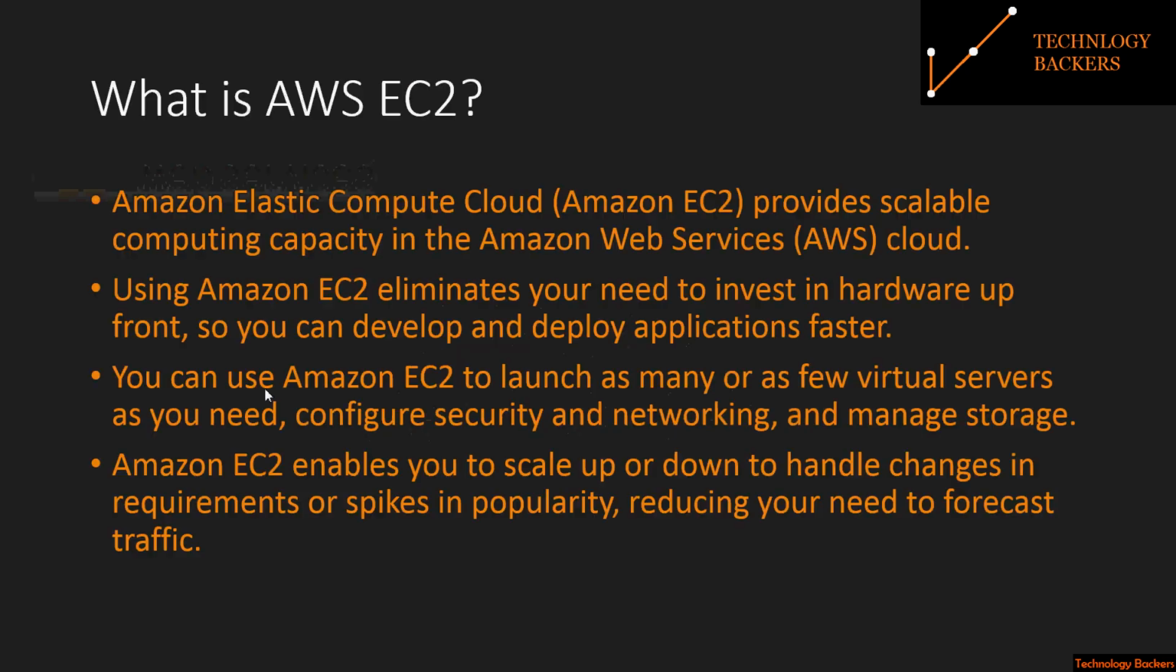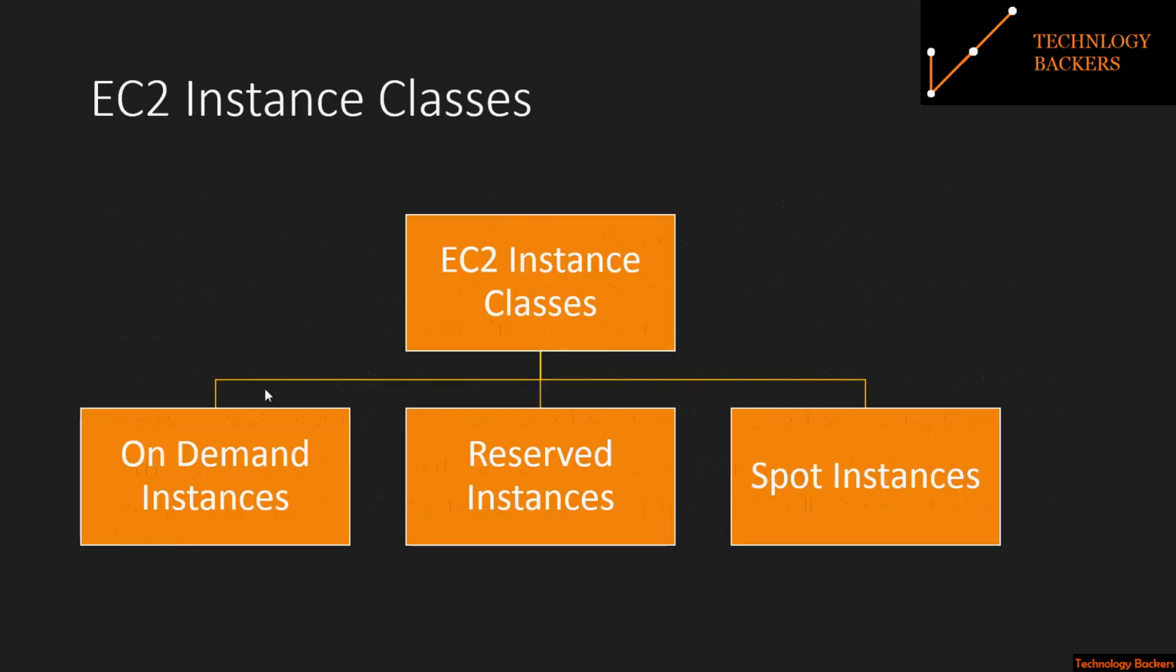Okay, so let's start. So what is AWS EC2? Amazon Elastic Compute Cloud provides scalable computing capacity in the Amazon Web Services cloud. Using Amazon EC2 eliminates your need to invest in hardware upfront, so you can develop and deploy applications faster. You can use Amazon EC2 to launch as many or as few virtual servers as you need, configure security and networking, and manage storage. Amazon EC2 enables you to scale up or down to handle changes in requirements or spikes in popularity, reducing your need to forecast traffic. This we can do also using scaling groups.